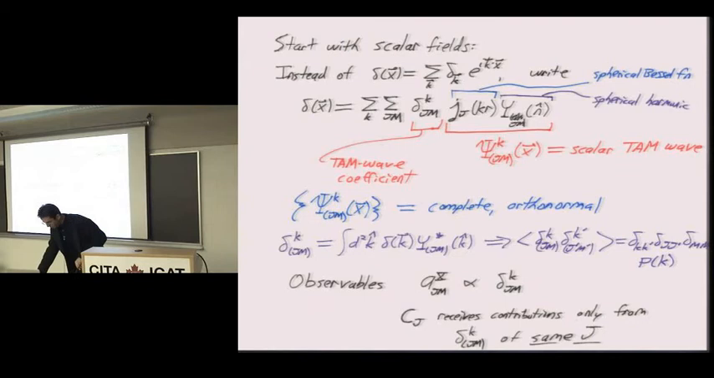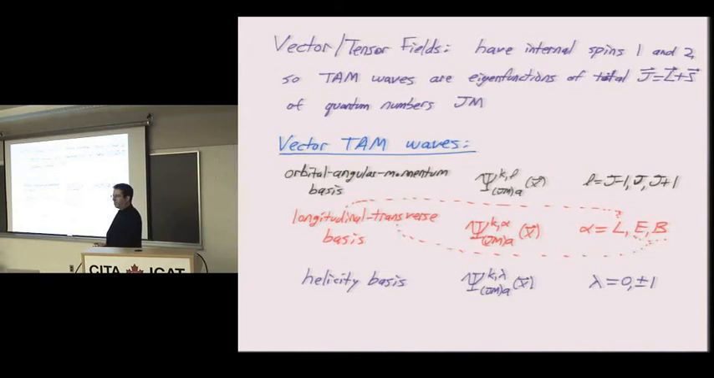So for vector and tensor fields, the idea is similar, but it's technically a lot more involved, and this is why the paper has so many pages. So for vector and tensor fields, we have an internal spin, one for vector fields and two for tensor fields. So the total angular momentum waves are eigenfunctions of the total angular momentum, J equals L plus S, where L is the orbital angular momentum and S is the spin angular momentum.